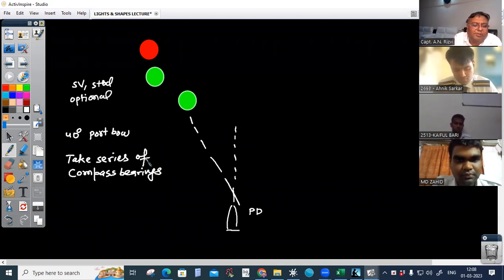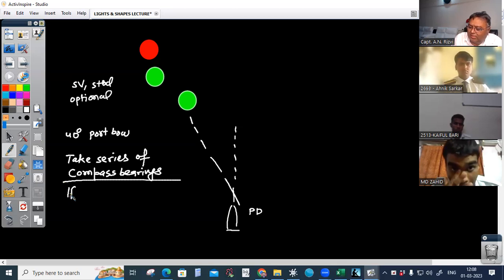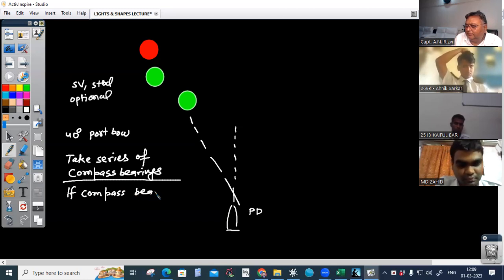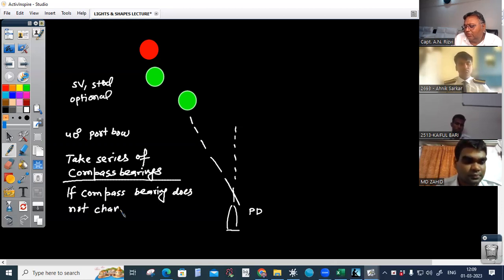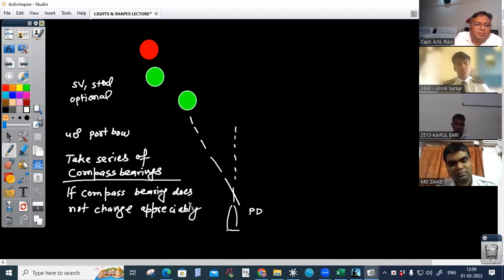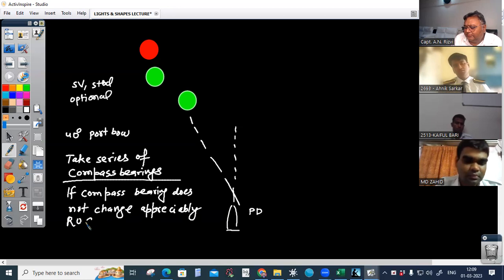I'm not writing "approaching vessel", obviously we are talking about it. And if the compass bearing does not change appreciably, then risk of collision exists. If compass bearing does not change appreciably, that's the correct term, then risk of collision exists.